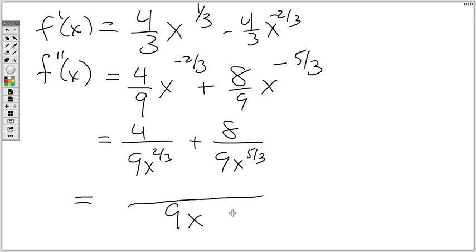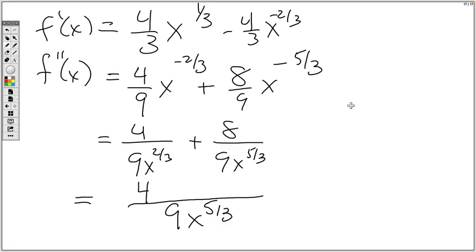Remember, when you get common denominators, you're looking for the least common multiple, right? So when you're doing least common multiple, that means you're always going to pick the higher power of x. So now looking at my first term here, I've got a 4. I've got the 9 already, so that's fine. I'm going from an x to the 2/3 to an x to the 5/3. So I'm missing how many x's? How many factors of x am I missing there? 3/3, aka x to the what?